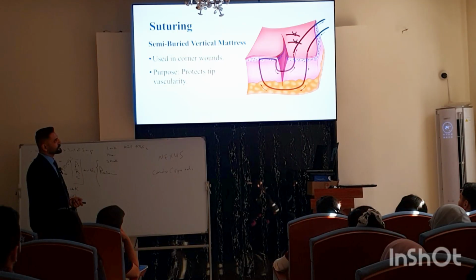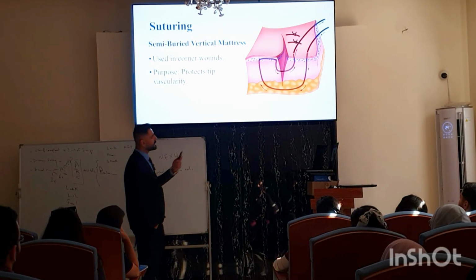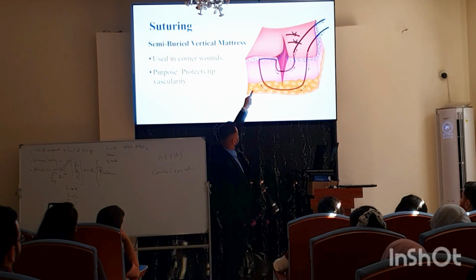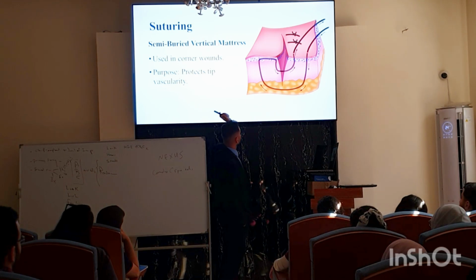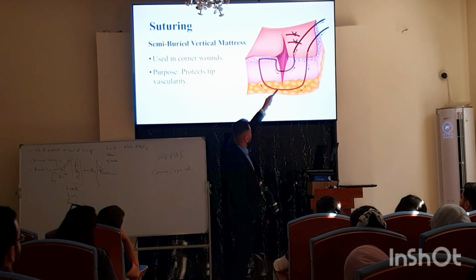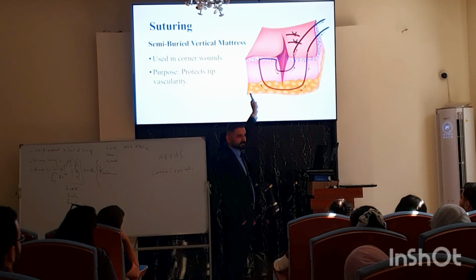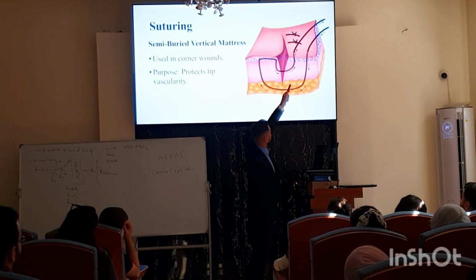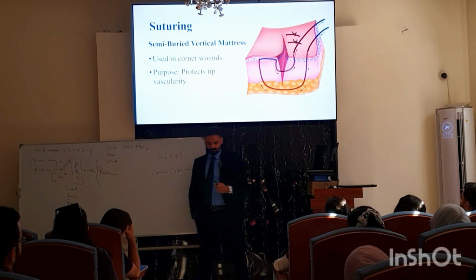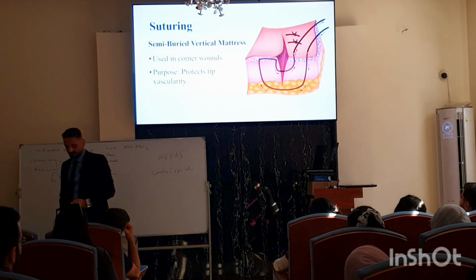Semi-buried vertical mattress, it's like this. So in the normal vertical mattress, we are just going out from the skin and re-entering, but in the semi-buried, we are just going inside the tissue and again out without penetrating the far side skin. Is that clear? So we're just keeping it inside, and these have two strands going outside from one side only.